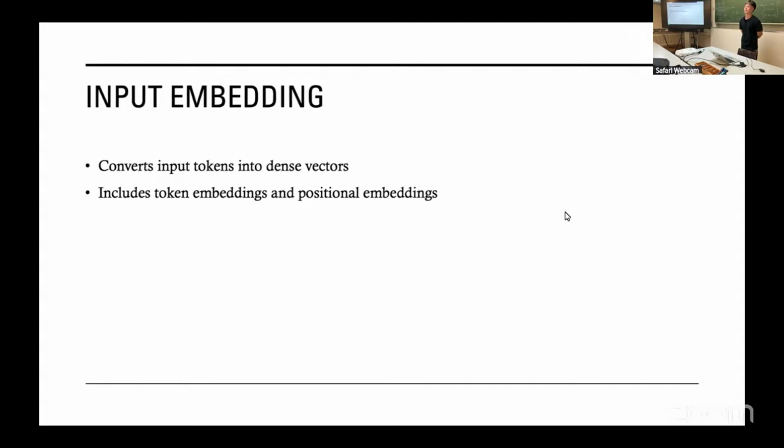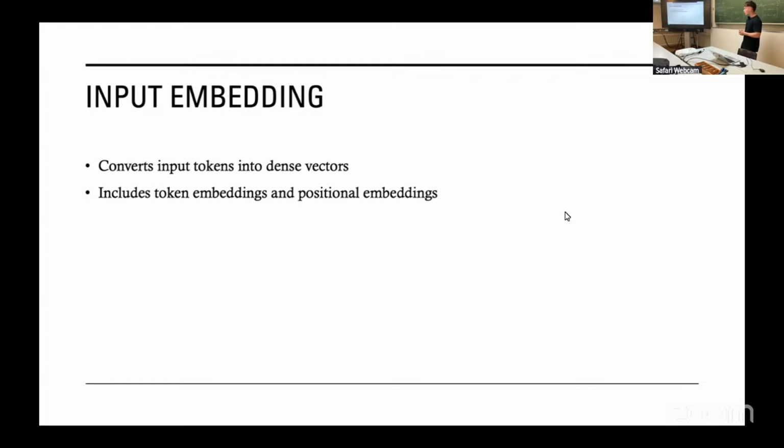The first stage is called input embedding. It's the process of converting words into numbers or into dense vectors, whereas, for example, if we have the words king or queen, they should give similar vectors with similar numerical values because they have similar semantic meaning. And this also includes token embeddings and positional embeddings.